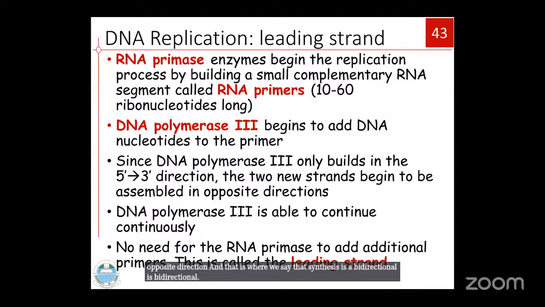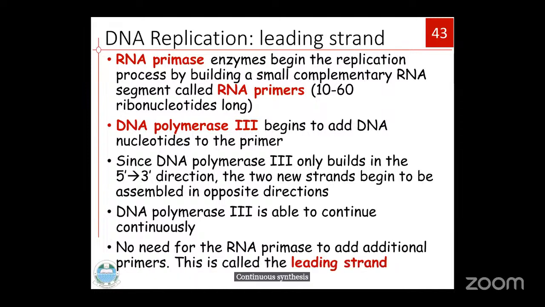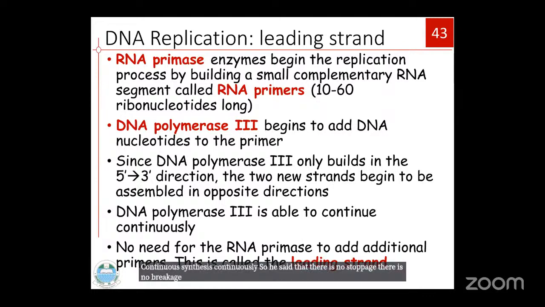So no need for RNA primase to add additional primers. This is called the leading strand because DNA polymerase 3 is able to continue synthesis continuously. There is no stoppage, there is no breakage as seen on the lagging strand. So that is DNA replication on the leading strand.